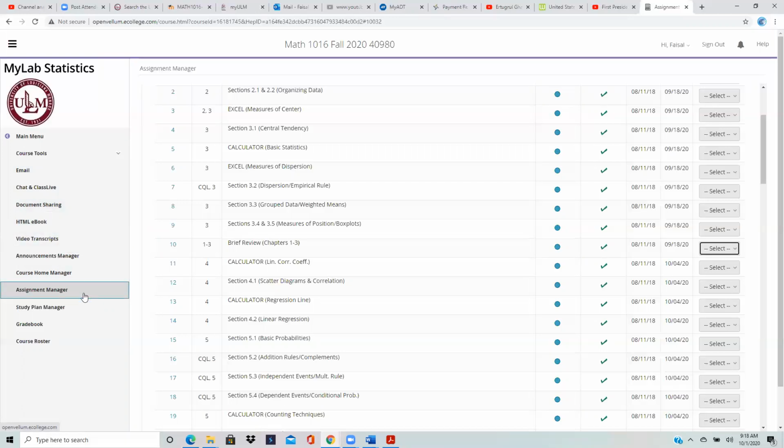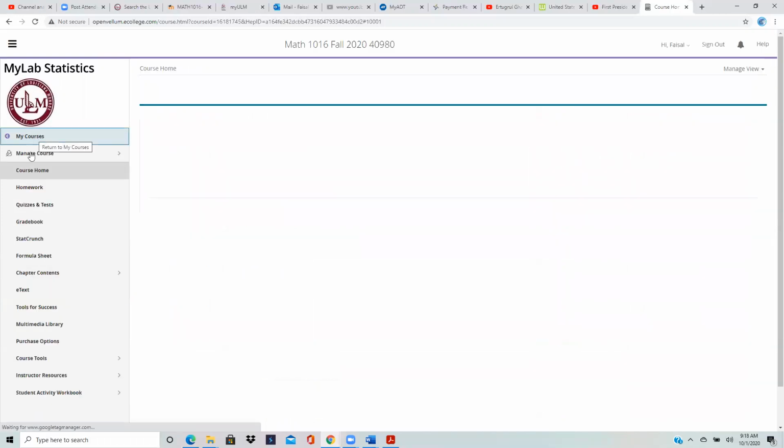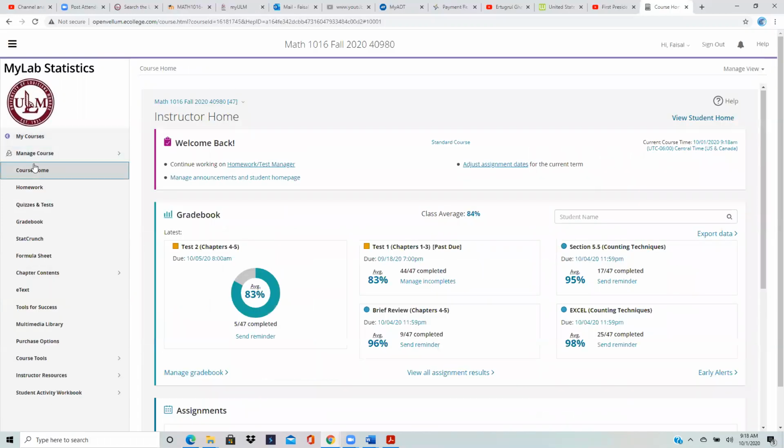Let's see. Main menu. Oh, what if you go to gradebook? What happens? Well, that's what I'm in, and it doesn't have it in here anymore. It just has chapters 4 and 5. Oh, it doesn't have 1, 2, 3?